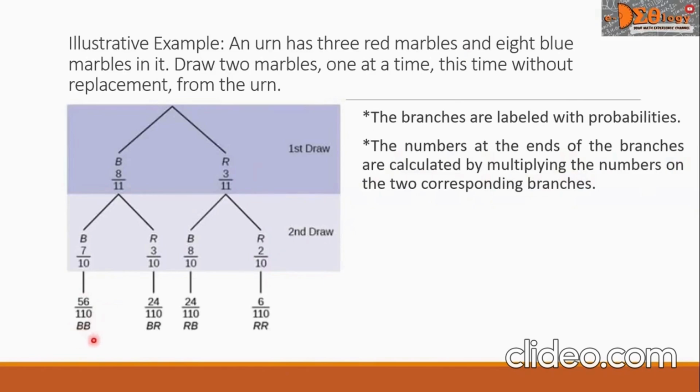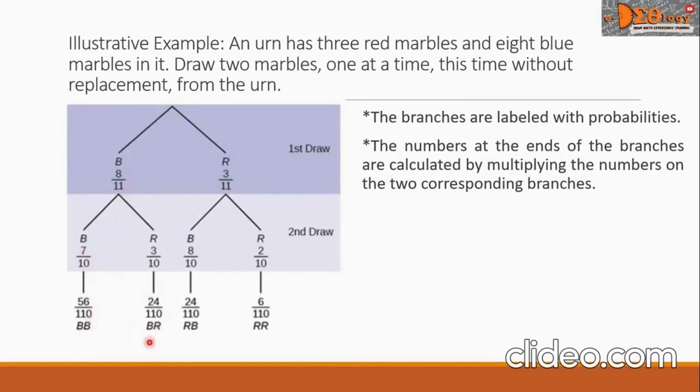This BB means the first marble is a blue one and the second marble is also blue. The 56 over 110 is the product of 7 over 10 and 8 over 11. So we have 7 times 8 is 56, and then 10 times 11 is 110.